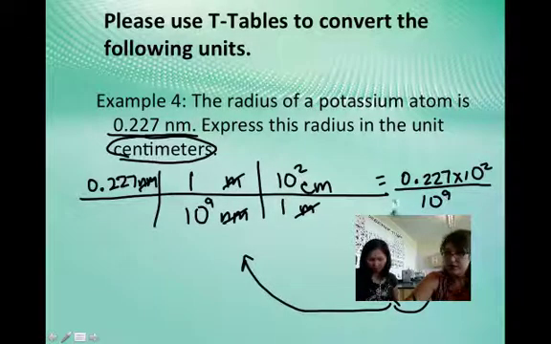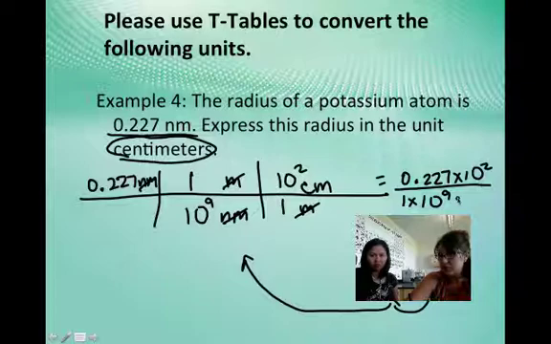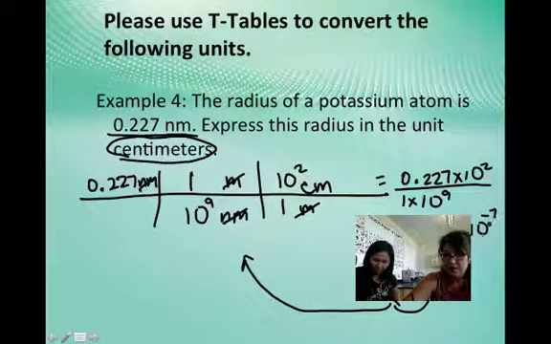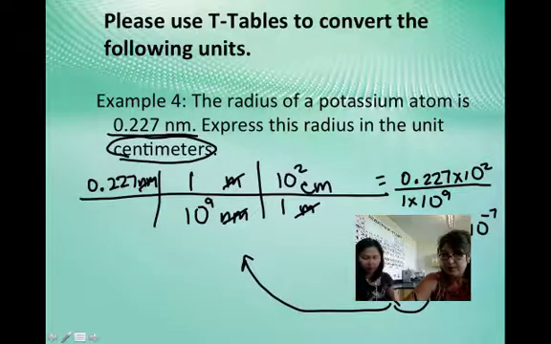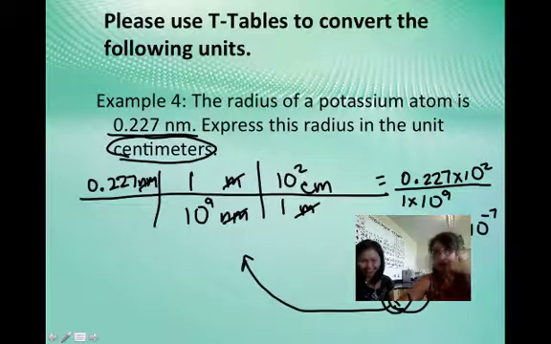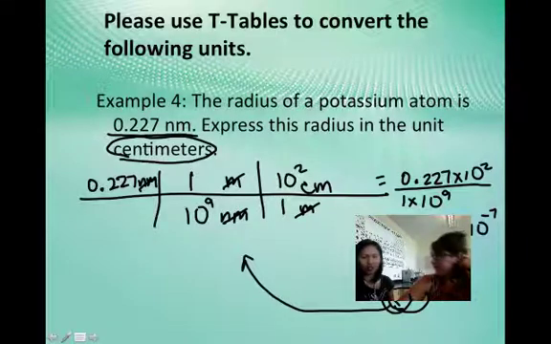Be careful when you're doing this division. Technically, here's my 1 times 10 to the 9. Subtracting these, I have 2 minus 9, so I get a negative number. So I get 0.227 times 10 to the minus 7. And that's from the Word document. I can't leave it this way.